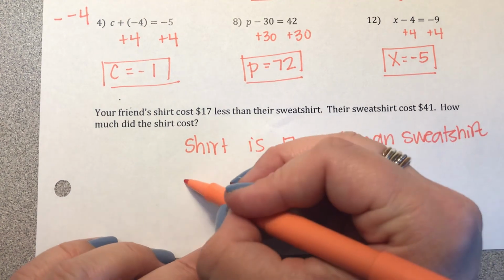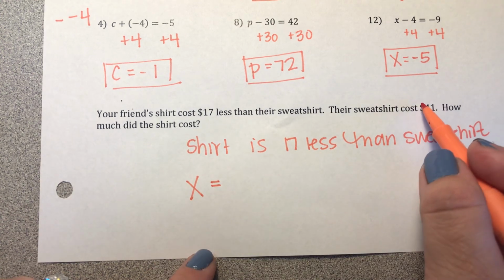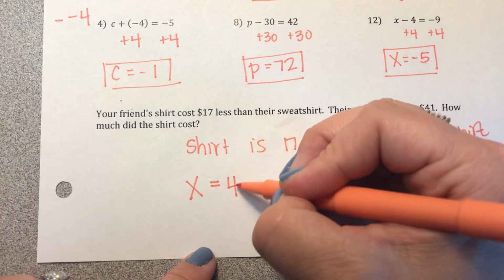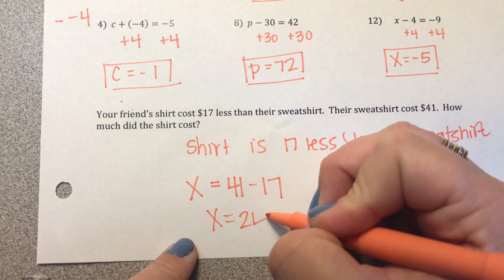So the shirt, let's call that x, because that's what we're trying to find, is equal to whatever the sweatshirt was minus 17, right? 41 minus 17 would be 24.